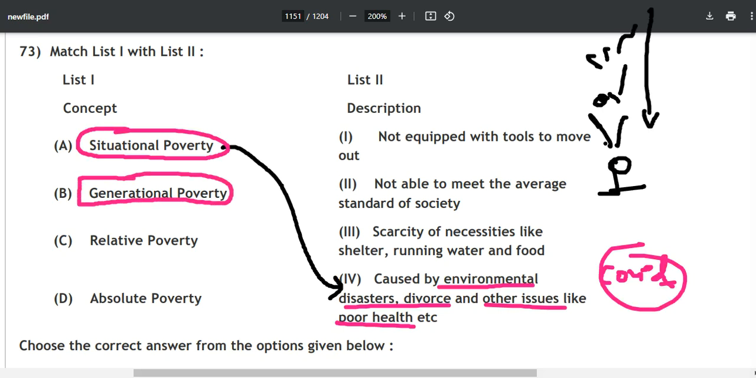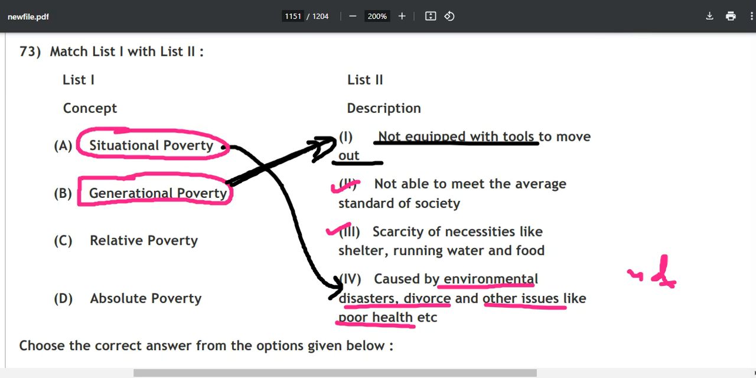So, a generational thing you are getting over here. Okay, so what is most relatable? Scarcity, not able to meet the average. No, everything will be B1. Not equipped with tools to move out. This will be simple. To solve this question, you need some basic English knowledge, and that is it. No psychology study will help you if you are not able to answer this. Now, some basic English knowledge.